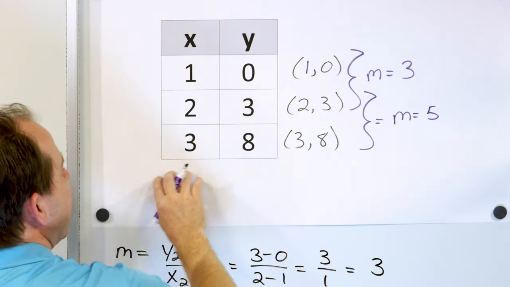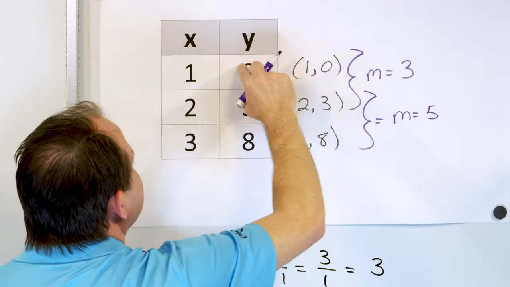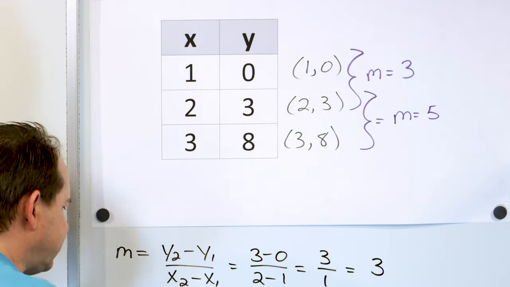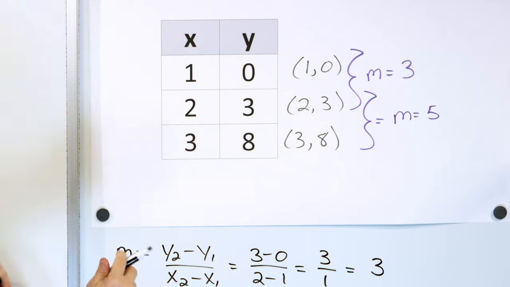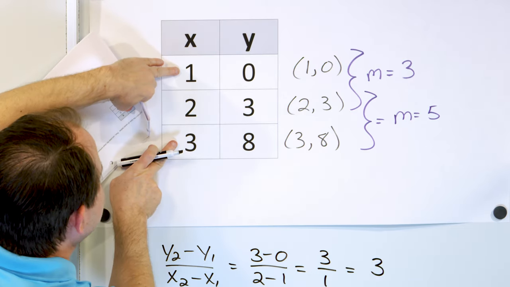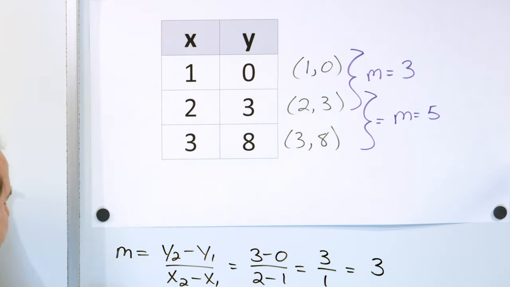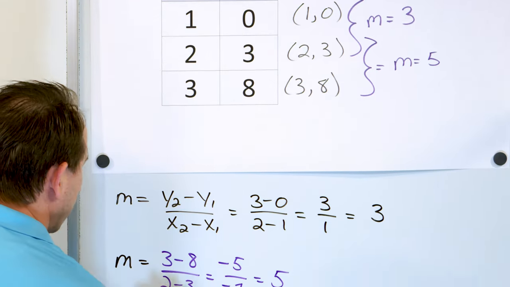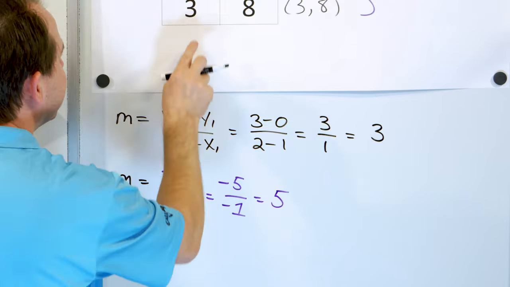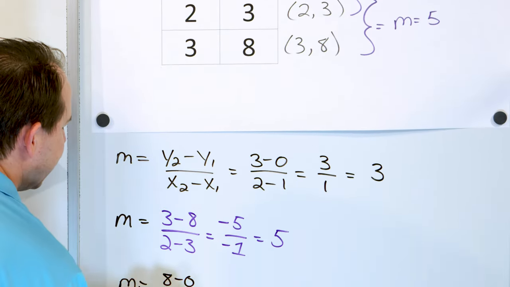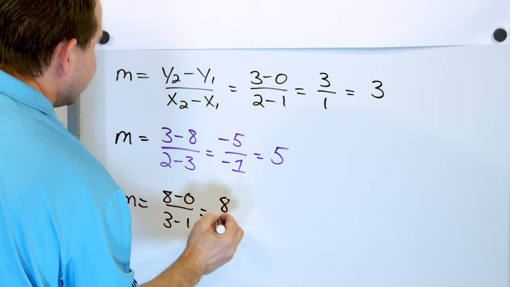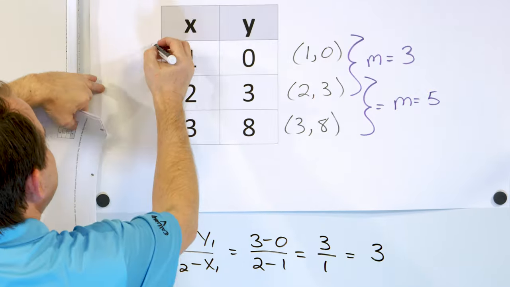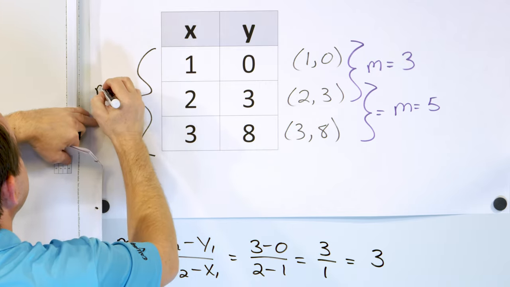And you can see right away that the slope between these two points is less than the slope between these two points. And you can drive the point home by taking a look at the slope between these two. You don't have to do this, but you could. So let's just get a little bit of practice here. 8 minus 0, subtracting the y values, and 3 minus 1, subtracting the x values. We get 8 on the top, we get 2 on the bottom, and we get a slope of 4. So if we look at the entire thing, from here we get a slope of 4.